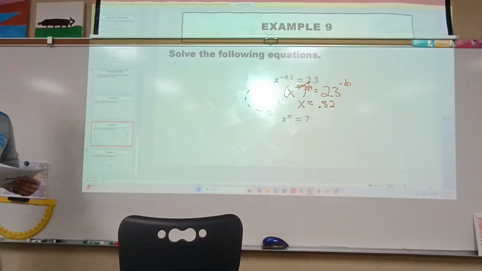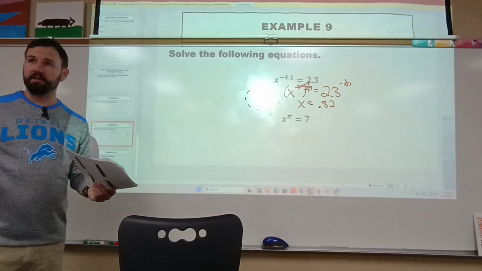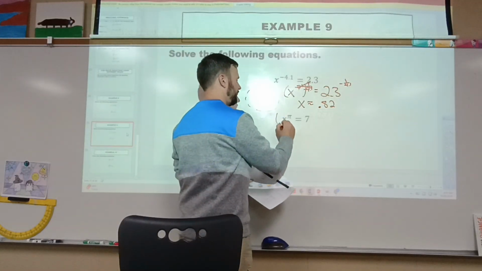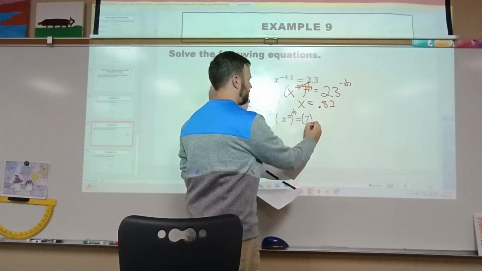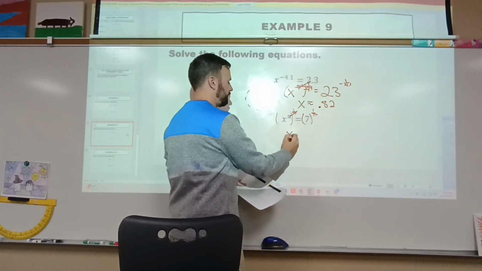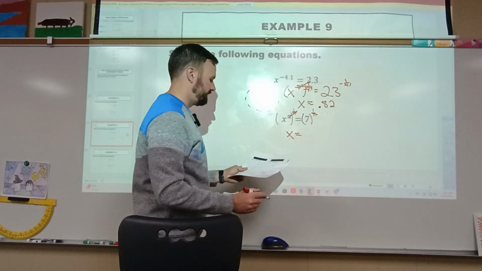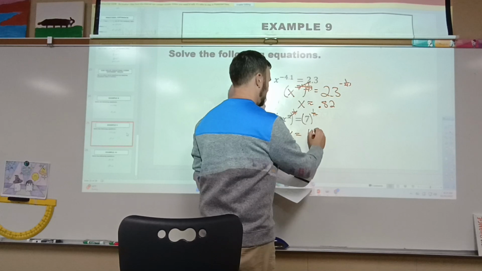How do I get rid of pi besides eating it? Divide by it, right? Pi is a number. So if I take both sides to the power of 1 divided by pi, those are going to cancel, leaving me with an x. I got 1.87.